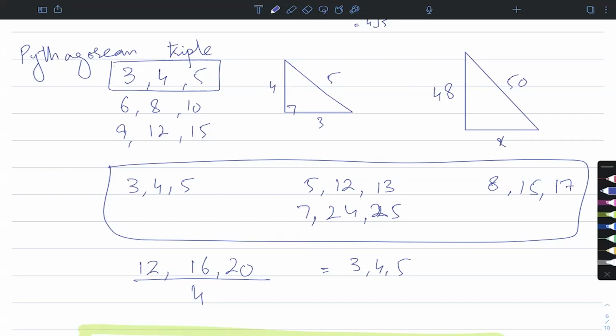Either you apply Pythagoras theorem on this, or you can just say, wait a minute, isn't this double of this? So it will be 14. They have to correlate. They can't be any three random numbers. They have to be one of these triples.